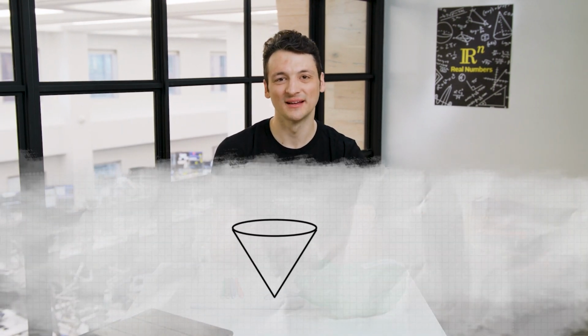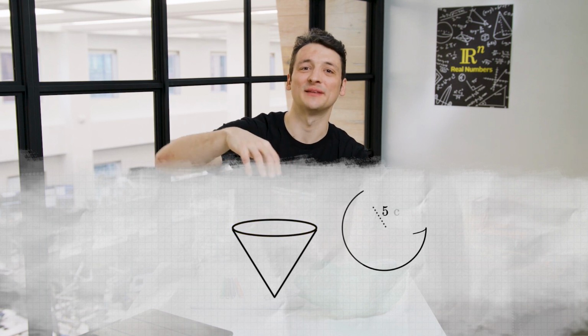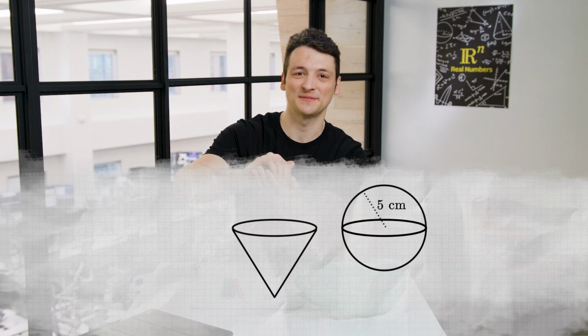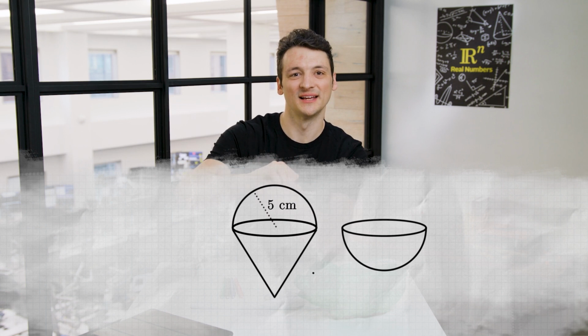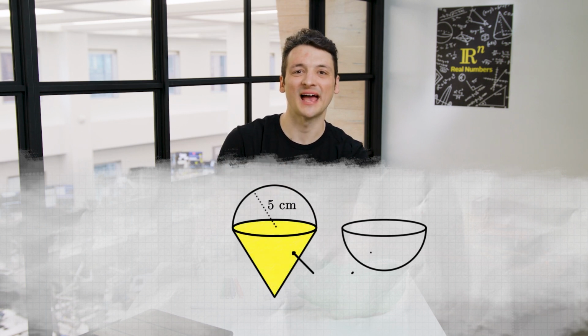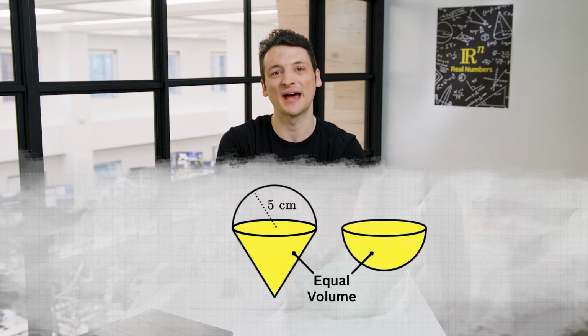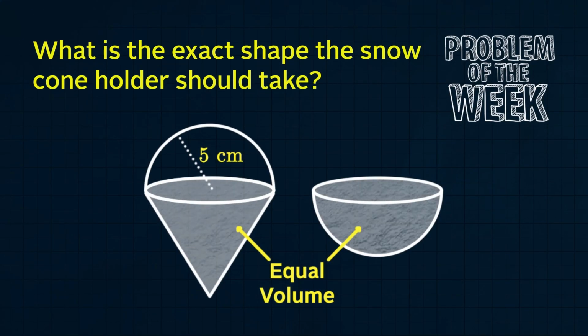For this episode's problem of the week, we are designing the shape of a snow cone holder. The specs for the snow cone holder: it will be shaped like a cone. The lip of the cone has to fit around the equator of a 5 centimeter radius sphere of flavored slush. And the volume of the cone has to equal the volume of the lower half of that 5 centimeter radius sphere to be fit into it. Given these requirements, what is the exact shape the snow cone holder should take?